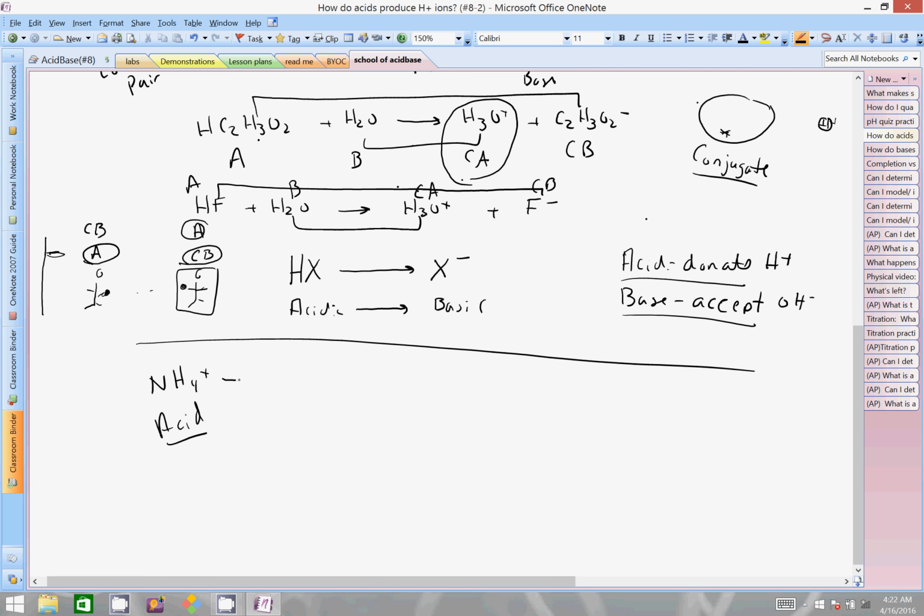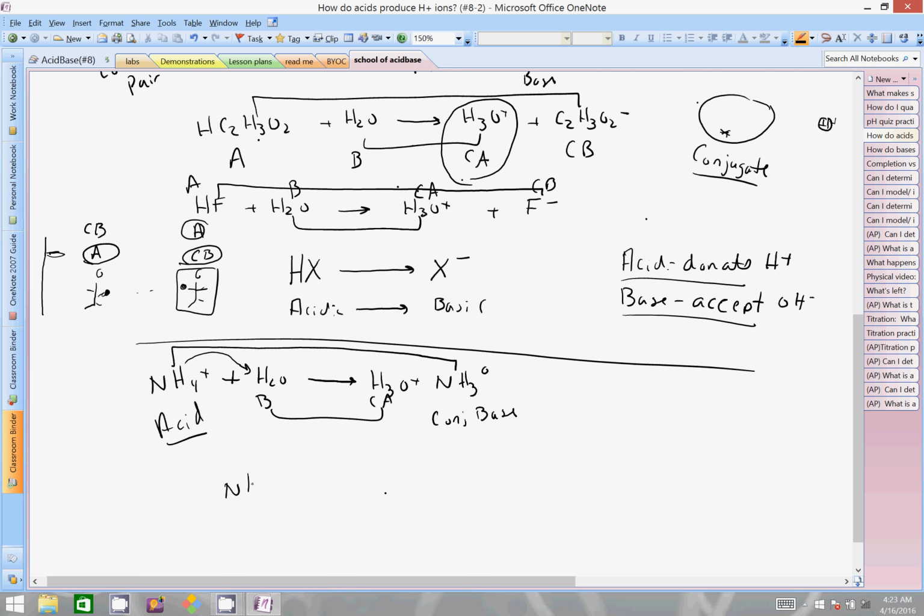If NH4+ reacts with water, what's going to be my products? It's going to donate an H+ to the water, which forms H3O+. Well, if NH4+ donates an H+, what's left over? NH3 with no charge. This is the acid, and its conjugate is NH3. This is an acid. This is called the conjugate base. This is the base. This is the conjugate acid.